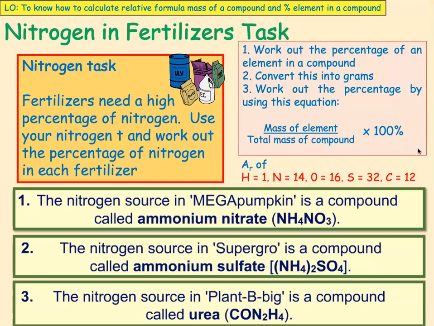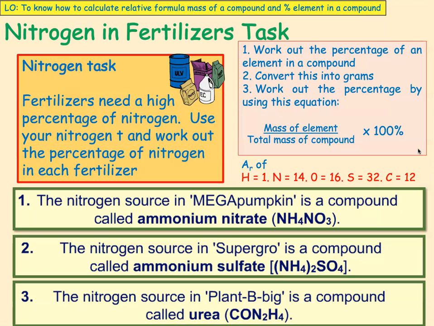Okay, so why are we doing this? Well, here's an example of why somebody would want to know this. Plants grow by using nitrogen. So if you wanted to work out which fertilizer had the most nitrogen in, you need to look at the formula and work out how much of that is actually made up by nitrogen.